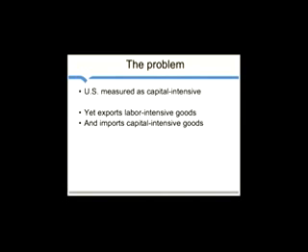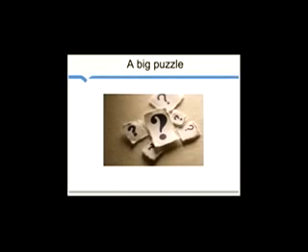And here's the problem. By global standards, as you might expect, the United States measured as capital intensive. Yet if you look at the content of American exports, in Leontief's paper he found that the U.S. exports on net labor-intensive goods, and it imports on net capital-intensive goods, and of course that's exactly the opposite of what the Heckscher-Ohlin Theorem would lead you to believe. Actually, ever since Leontief's paper in the 1950s, the empirical status of Heckscher-Ohlin has been somewhat in a state of crisis. And so this is a puzzle which researchers have been trying to solve for the last 60 years.